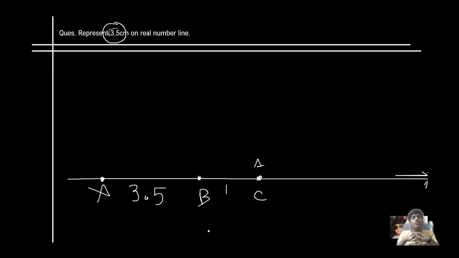Now, we are not going to consider AB anywhere. We are only going to consider AC. We will be making a perpendicular bisector for AC. We will be making the semicircle on AC.